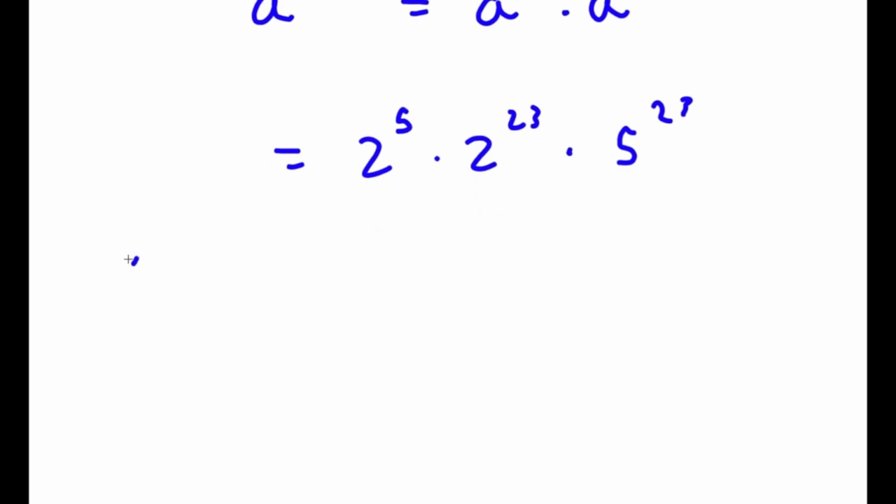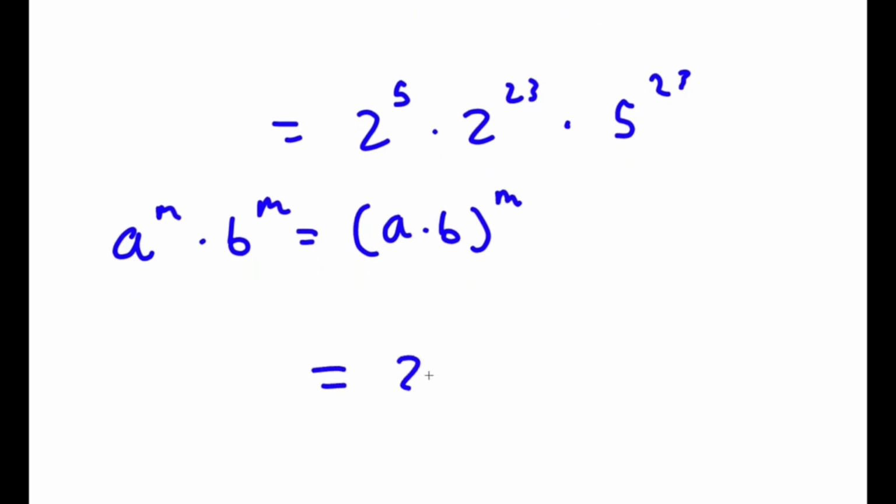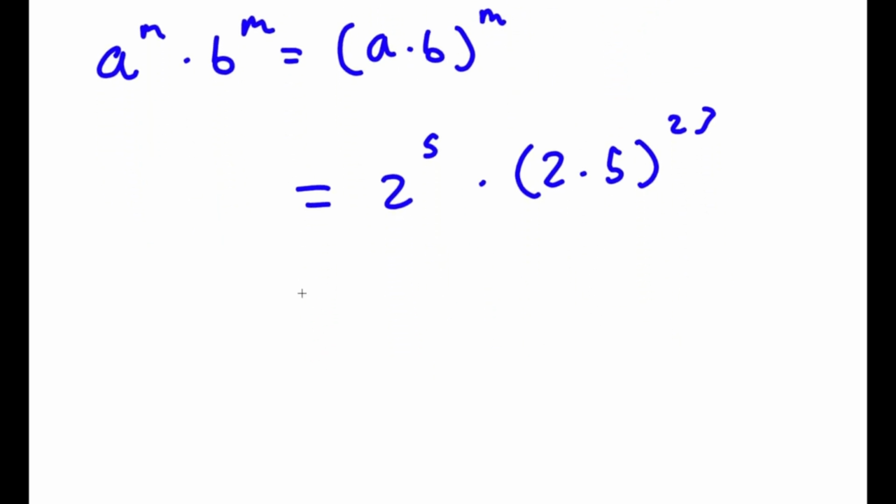Now, if I have something in the form a to the power of m times b to the power of m, this is the same thing as a times b to the power of m. So in this case, 2 to the power of 23 times 5 to the power of 23, because these two terms have the same exponent, I can rewrite this as 2 times 5 to the power of 23. So now 2 times 5, that's going to equal 10. So now I have 2 to the power of 5 times 10 to the power of 23.